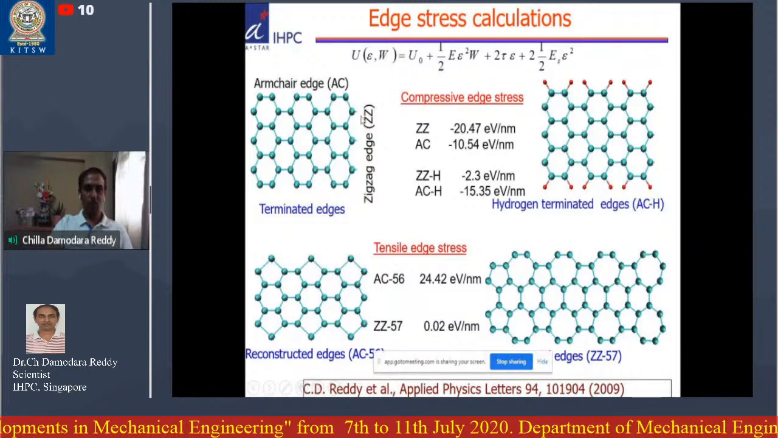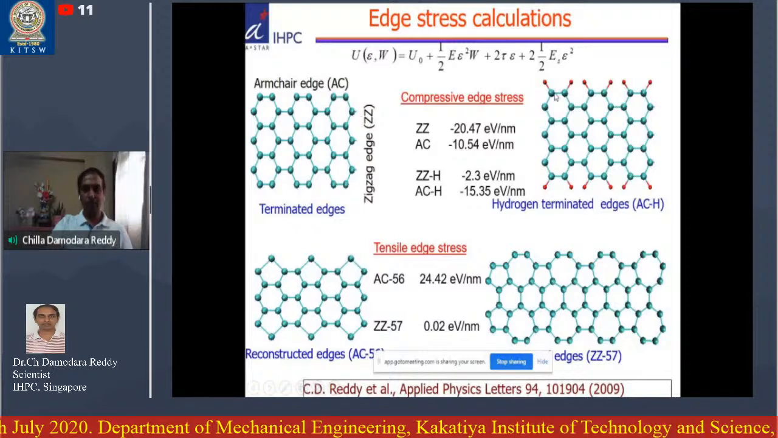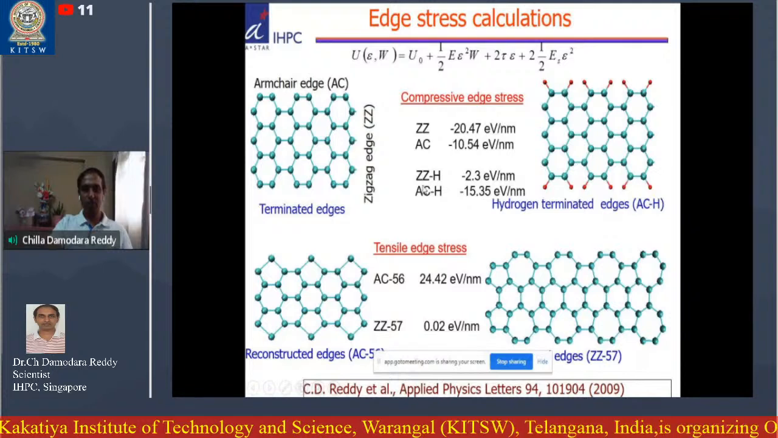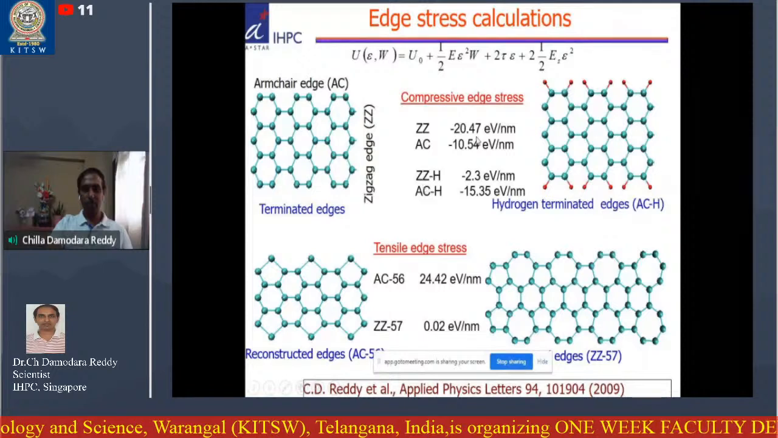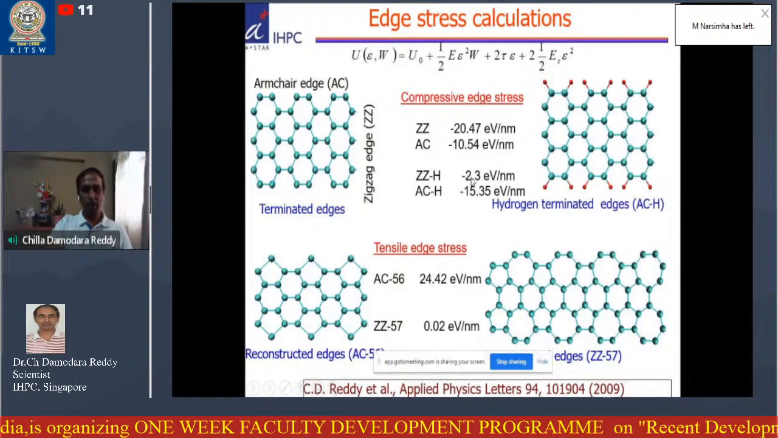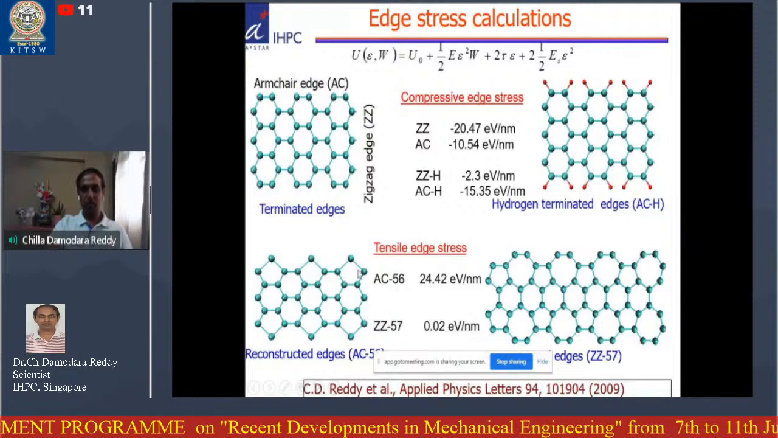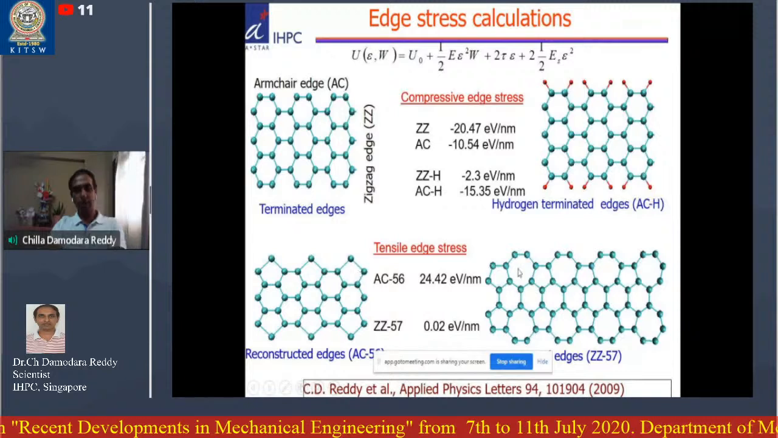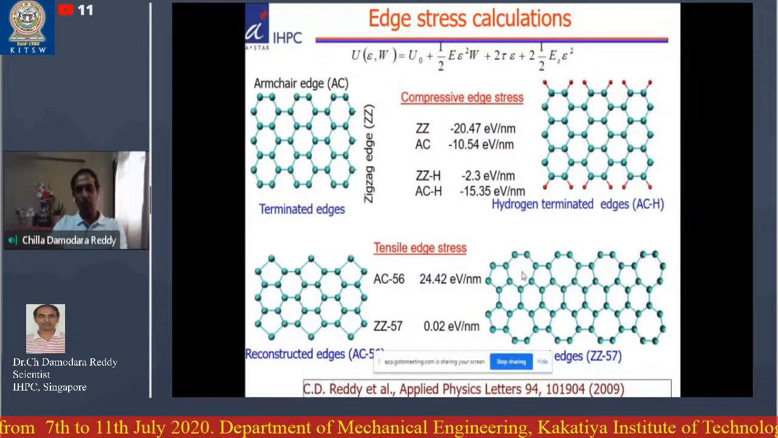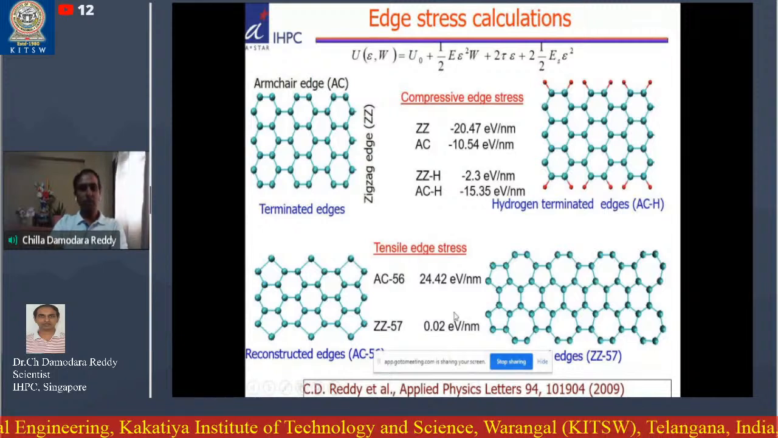And you can reduce this compressive nature by putting hydrogen on the edges, so that it can reduce the compressive edge stress. So if we take the zigzag edge, you can make it almost 10 times lower than the edge stress. And people find in the synthesis, instead of hexagons like this, they do form pentagons or heptagons on the edges. So those kinds of edges give a different edge. That's called a tensile edge. And there is a magnitude we were able to find out, shown in this formula.